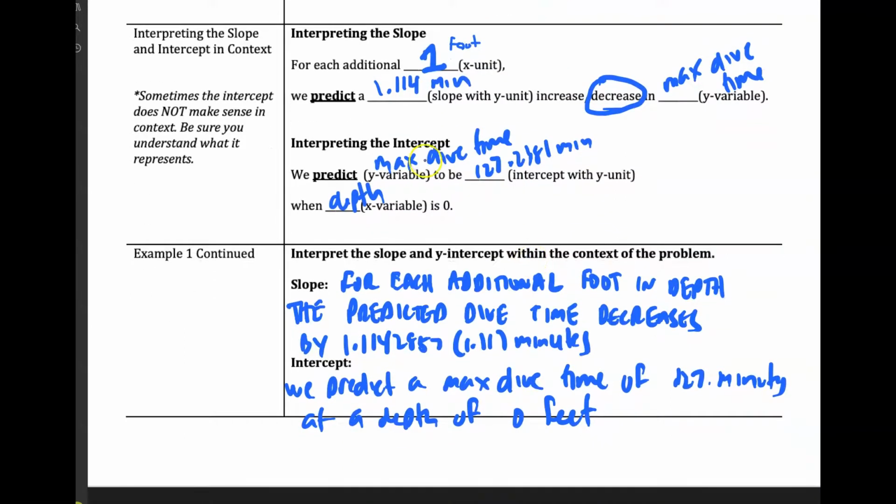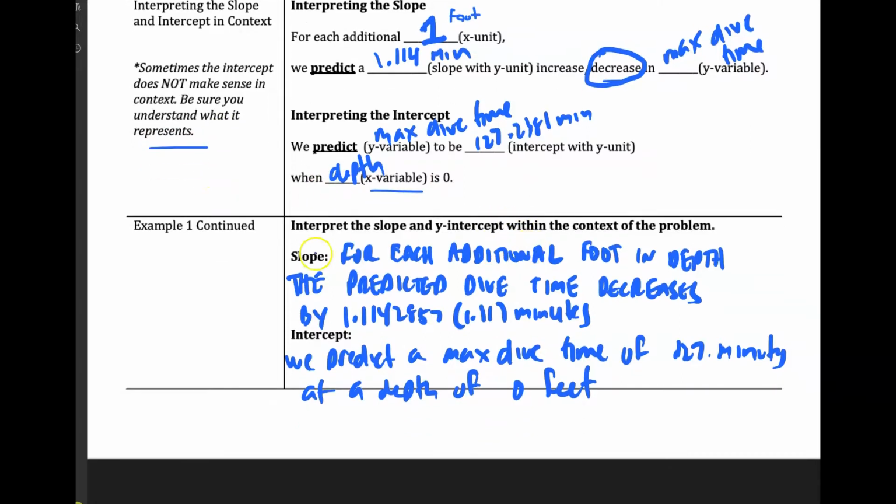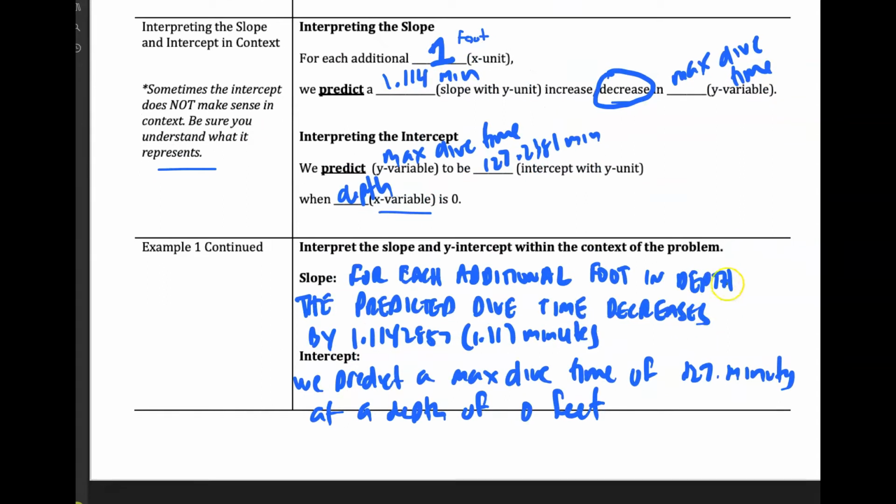And then the interpretation of the intercept: we predict a max dive time of 127 when the depth is 0, because remember, the y-intercept occurs when x equals 0, which means that depth is 0. This may not make sense in this case, because a depth of 0 means you're at the water, like above water. So this one doesn't make sense. And then here are the sentences you would use to describe them. What we just did here, I just put into some sentences with this problem. That's it.